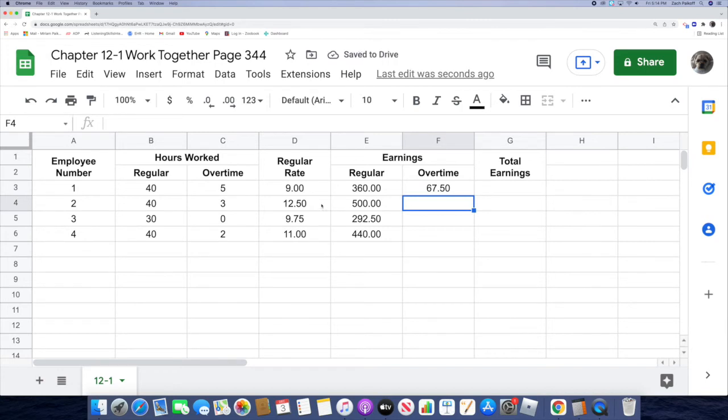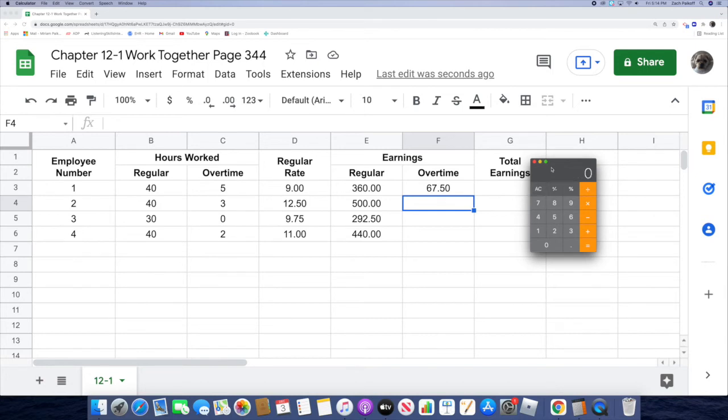Employee number 2 had a regular rate of $12.50 per hour, and they worked 3 overtime hours. So if we take the regular rate, which is $12.50, and multiply it times 1.5, that will give us $18.75. We are then going to multiply that number times the number of overtime hours worked, which are 3, and that will give us $56.25, which are the overtime earnings for employee number 2.